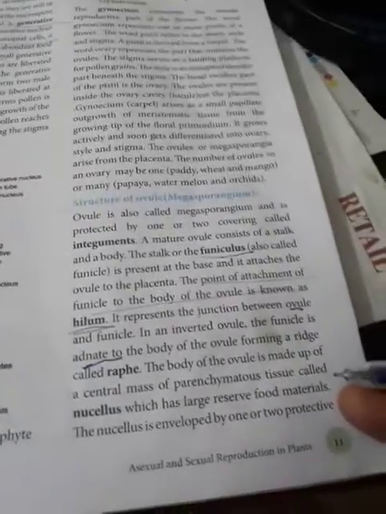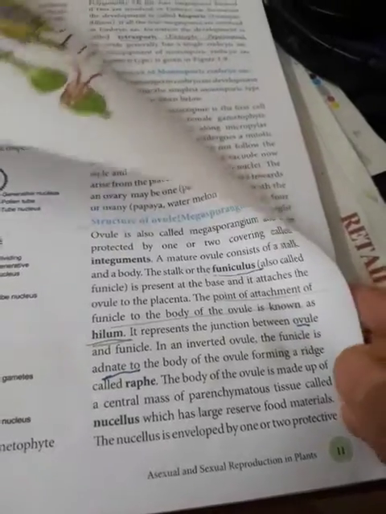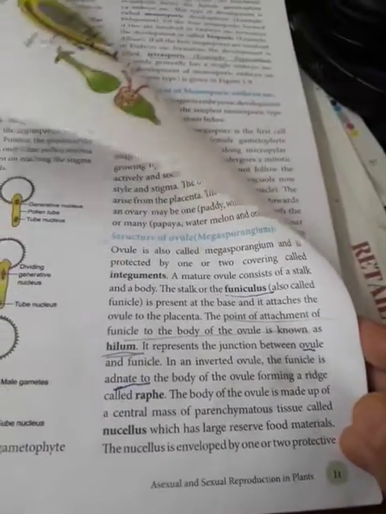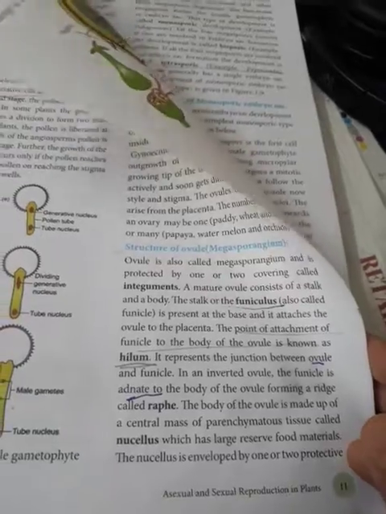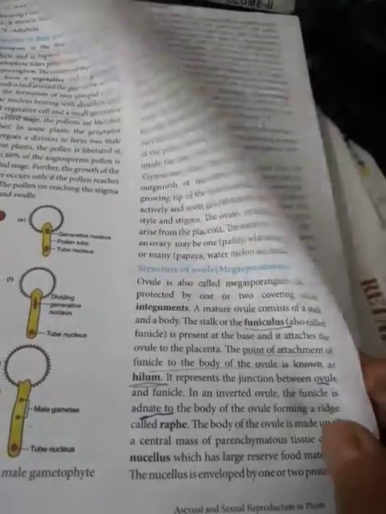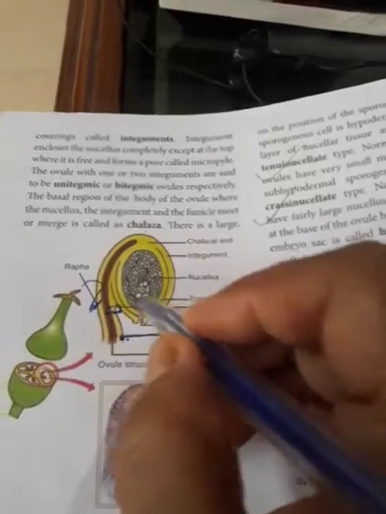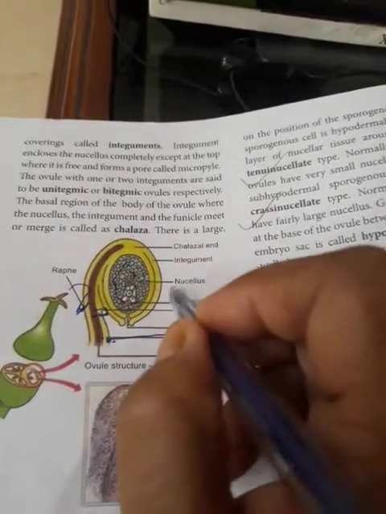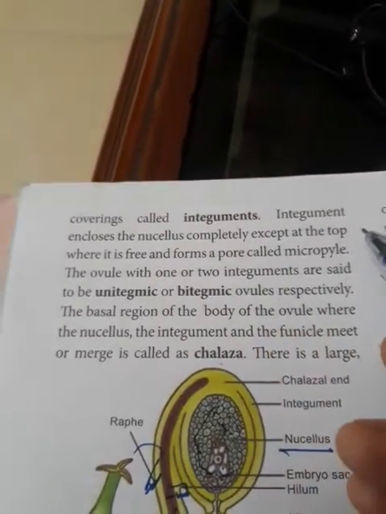The body of the ovule is made up of a central mass of parenchymatous tissue, which is called the nucellus, which has large reserve food materials. And the nucellus is protected by one or two protective coverings, called the integuments. Coming to the diagram, we can see these cellular structures, which are called the nucellus. And the body of the ovule is protected by two coverings, they are called the integuments.